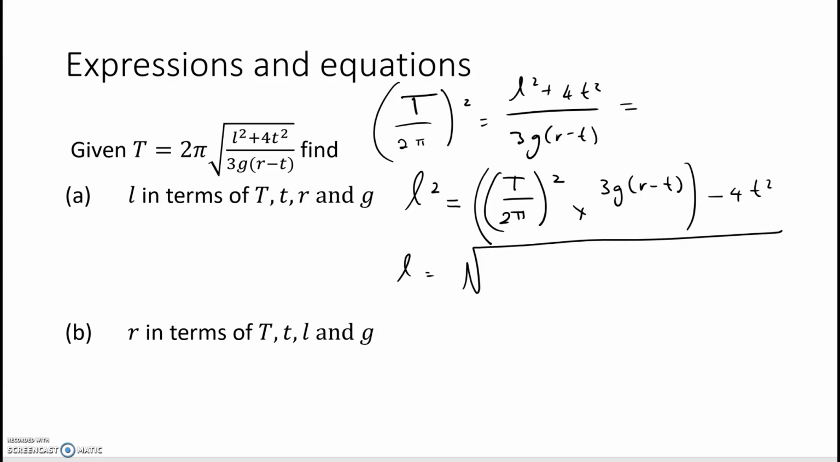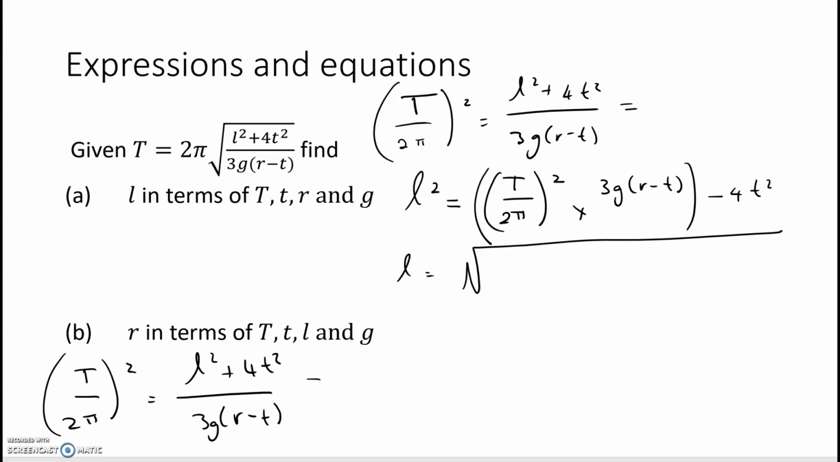Let's do it in terms of r. So we can go the same way. We can do t over 2 pi is equal to L squared plus 4t squared over 3g times r minus t. So then, just this time multiplying by 3g, that's going to be L squared plus 4t squared over r minus t.